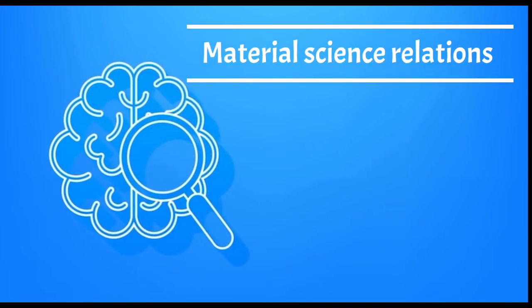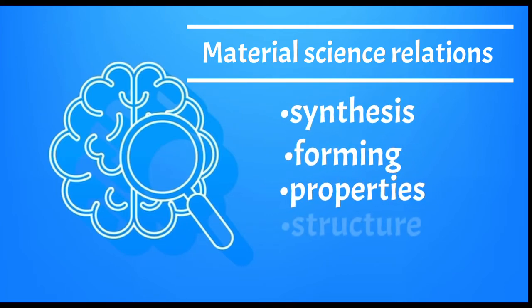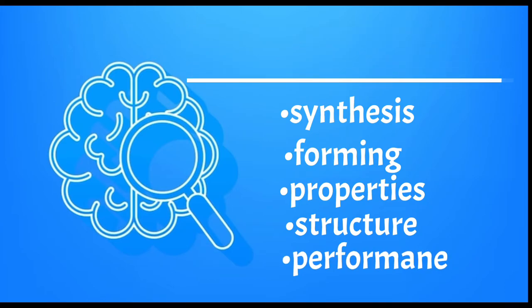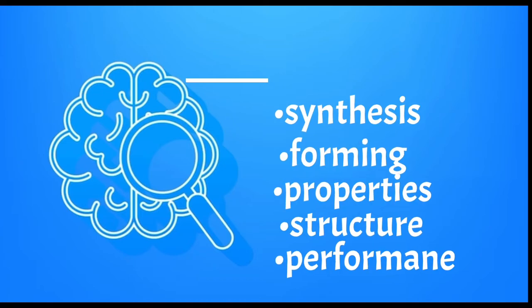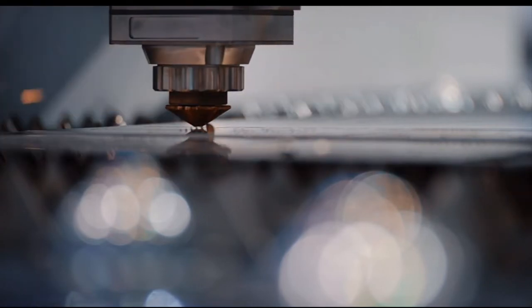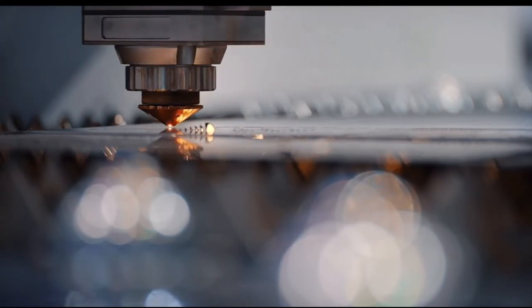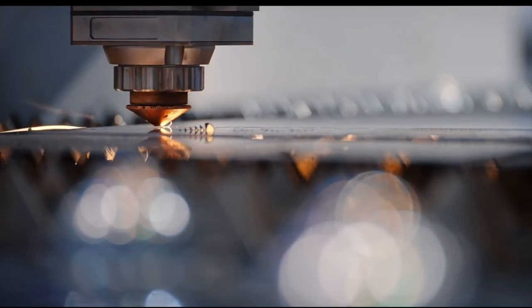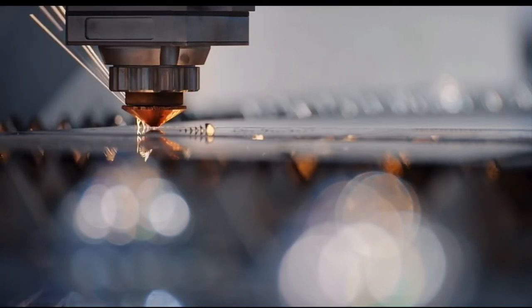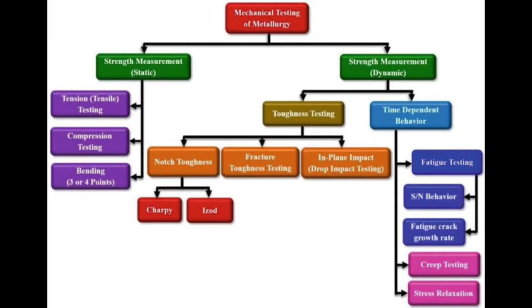Materials science and engineering includes the study of the relation between synthesis, forming, properties, structure, and performance of a material that enable an engineering function. Metallurgy is the art and science of making metals and alloys in shapes with characteristics suitable for practical use. It is an applied science based on a clear understanding of the structure and properties of metals and their alloys. Now we can understand more about mechanical testing and metallurgy.